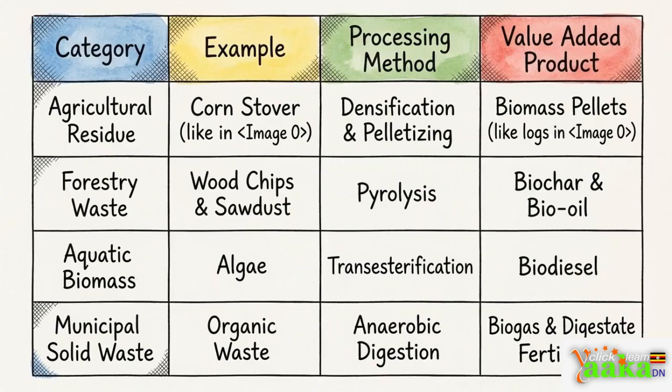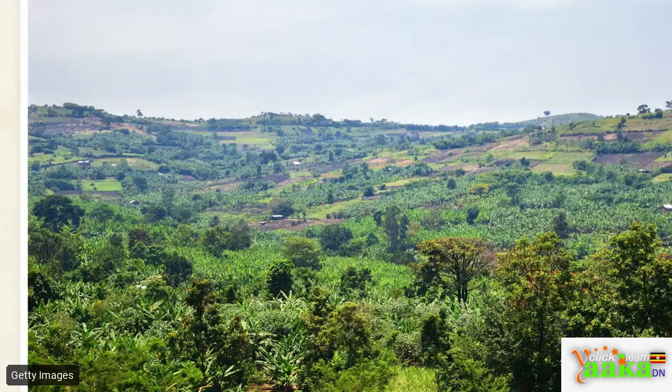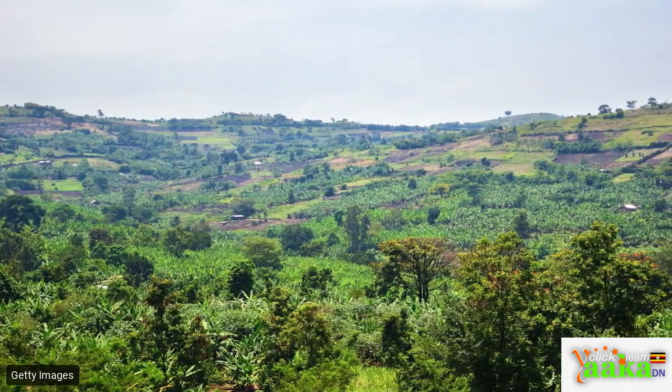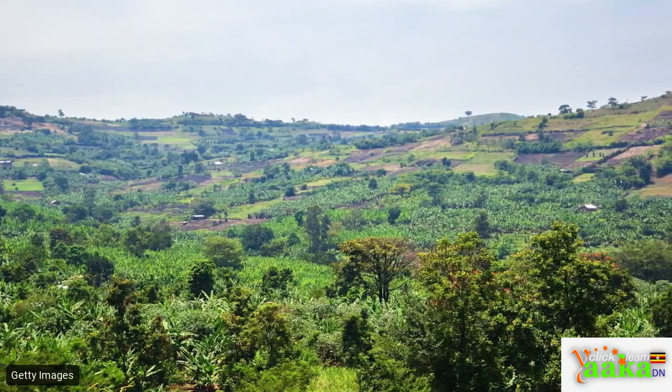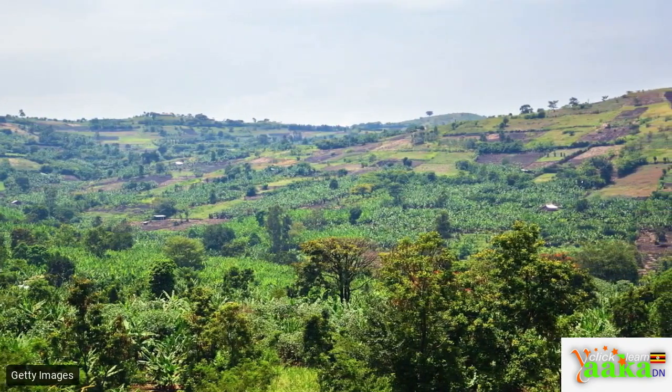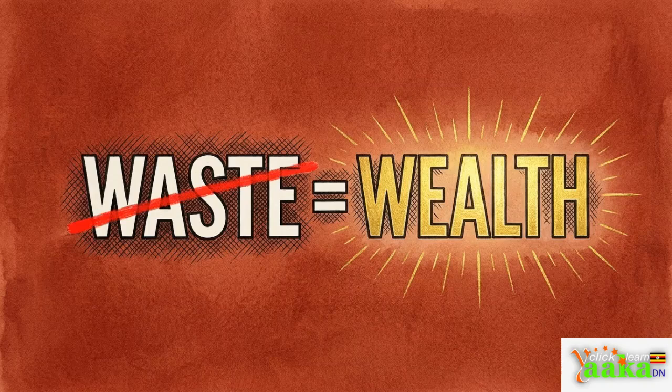Take a screenshot of this summary table right now. It maps out the exact categories, examples, and processing methods you need for your UNEB exams. By utilizing the nutrient loop, you stop buying expensive synthetic inputs and maximize the productivity of every plant and animal. Agro waste is the foundation of a wealthy, efficient farm.